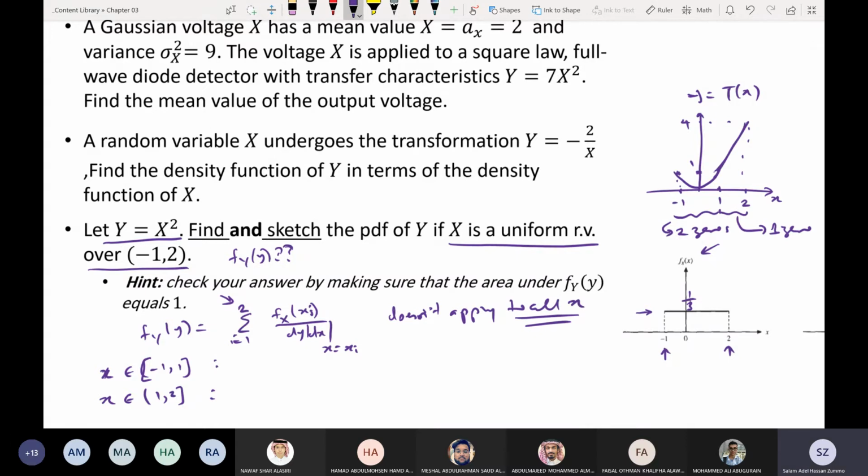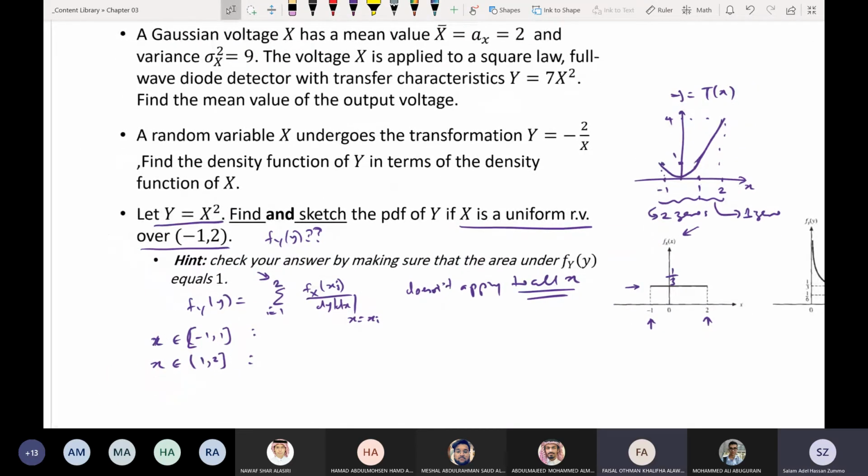شباب واضح اللي سويناه؟ واو دكتور. طيب, so basically between minus 1 and 1, how many zeros we have here?